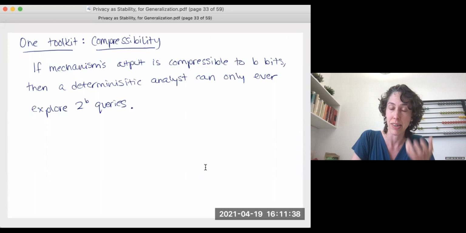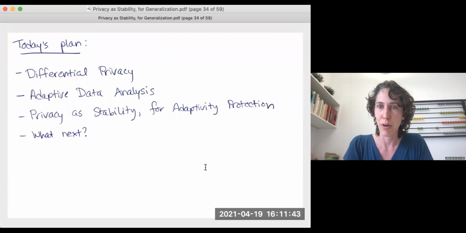That's our problem. So we have differential privacy. We have the crisis of adaptive data analysis. And now I want to bring the two of them together. Questions before I go forward?